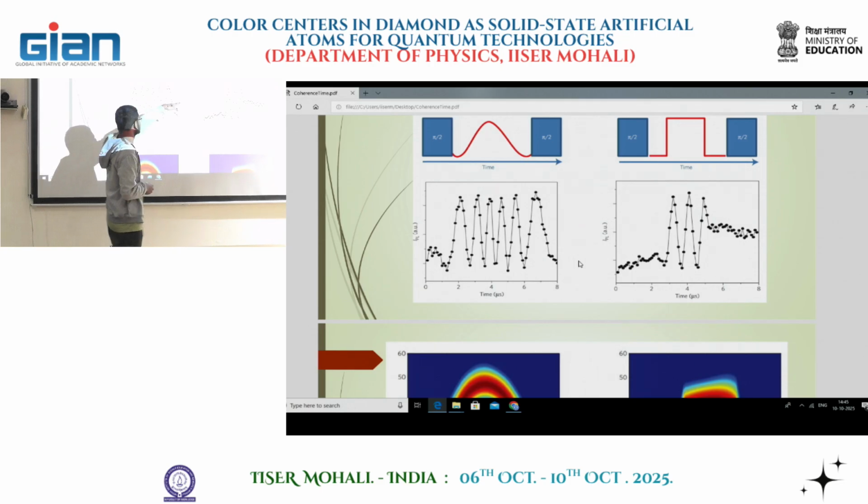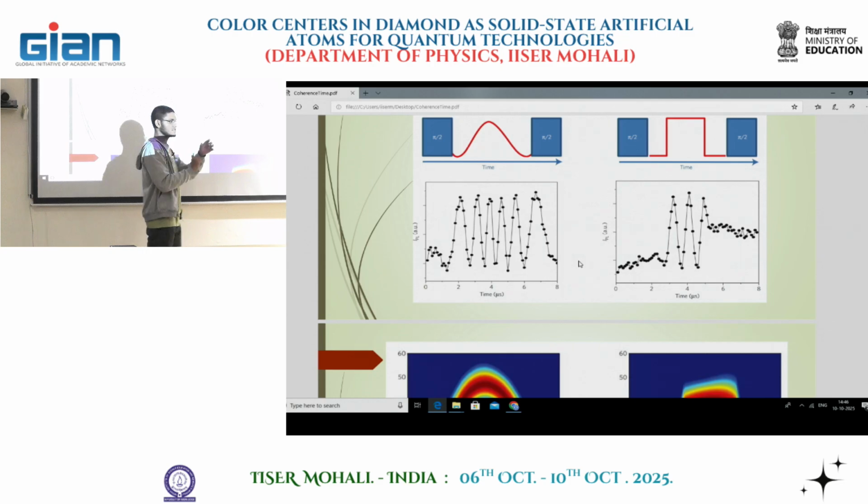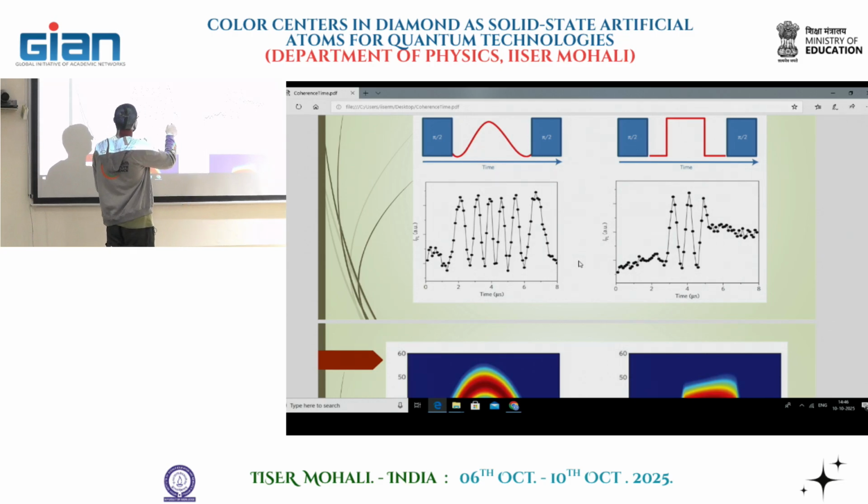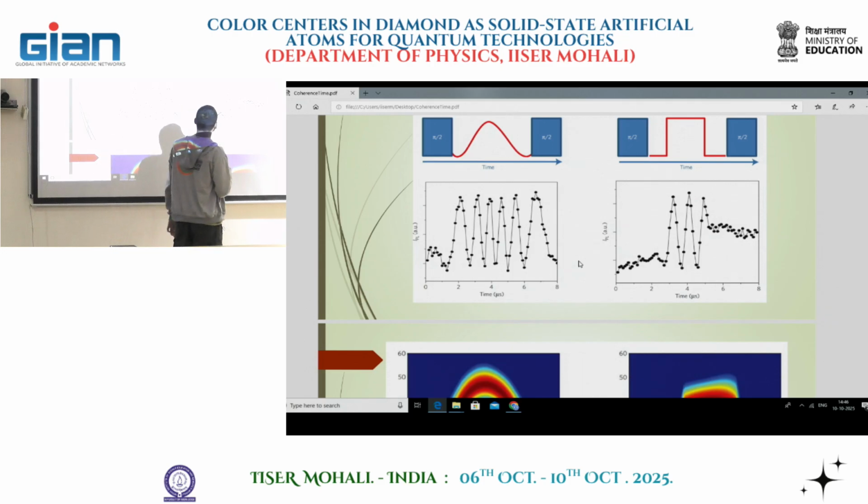One is a sine and one is a rectangular pulse. They start with a pi by 2 pulse to give a radio pulse for the system to evolve within time tau, and then they again apply a pi pulse to get it back to the system, and it evolves within this sine curve of a magnetic field. Over here, it's a similar thing. They just do it with a square pulse.